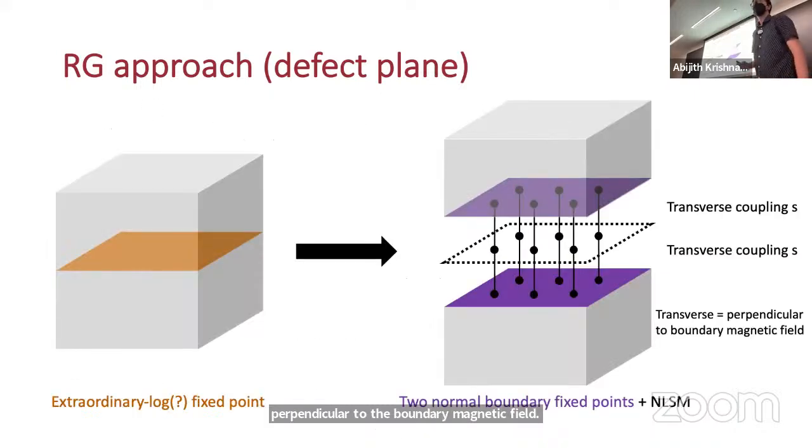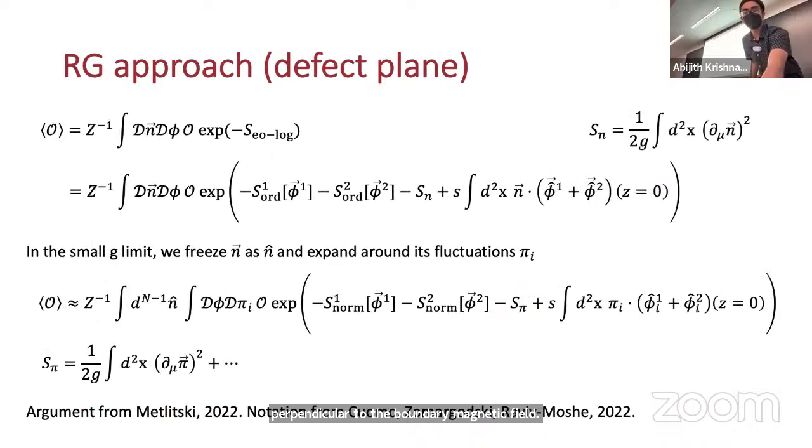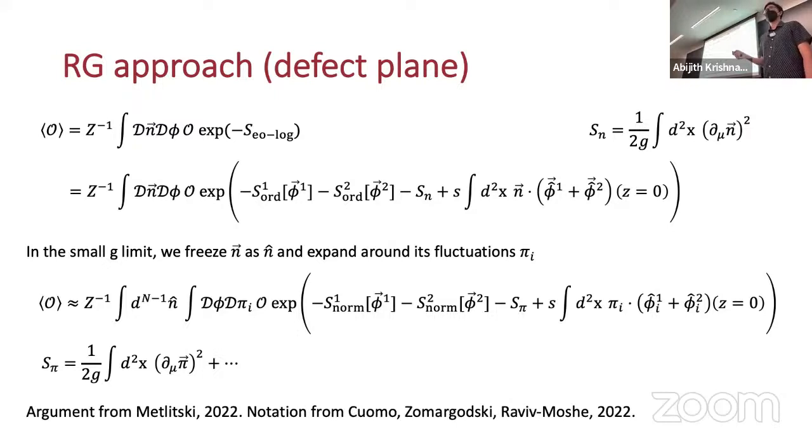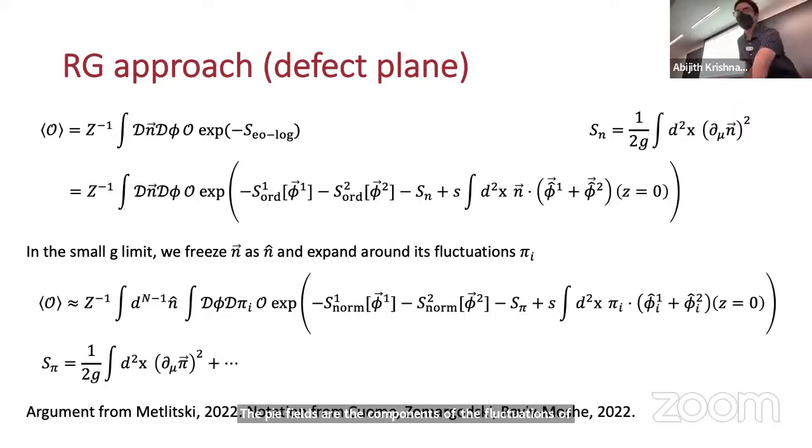What's the difference between the pi field and the n field earlier in the slide? So pi is just like, imagine freezing the vector n to point in the nth direction. The pi fields are the components of the fluctuations of n around that nth direction. Yeah.